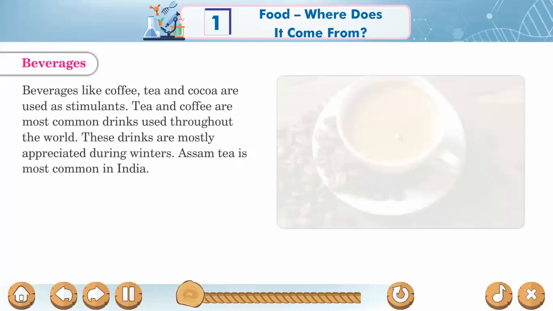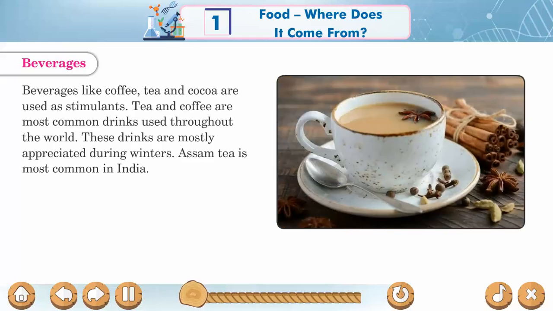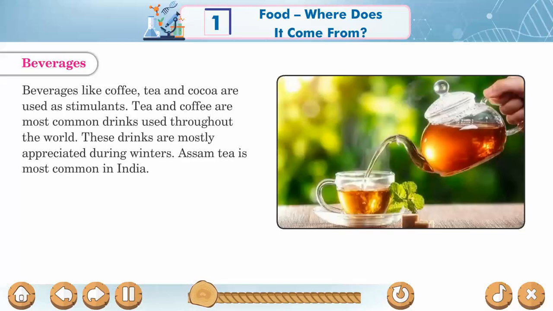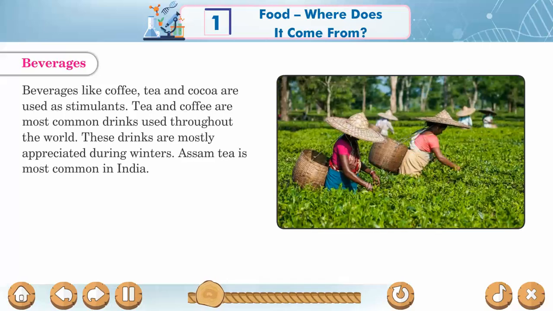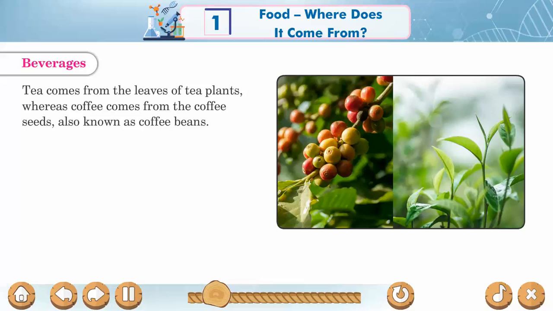Beverages. Beverages like coffee, tea and cocoa are used as stimulants. Tea and coffee are the most common drinks used throughout the world. These drinks are mostly appreciated during winters. Assam tea is most common in India. Tea comes from the leaves of tea plants, whereas coffee comes from the coffee seeds, also known as coffee beans.